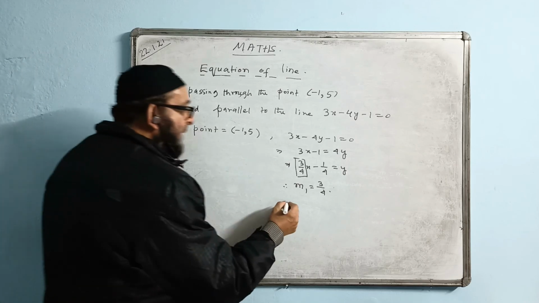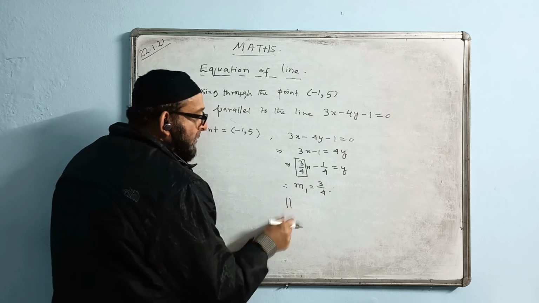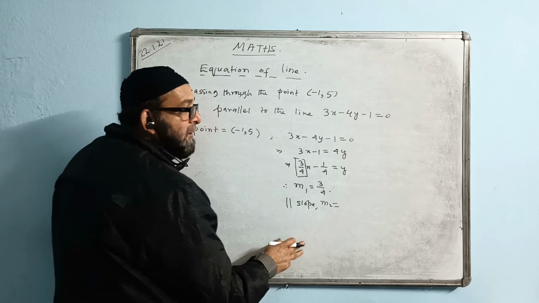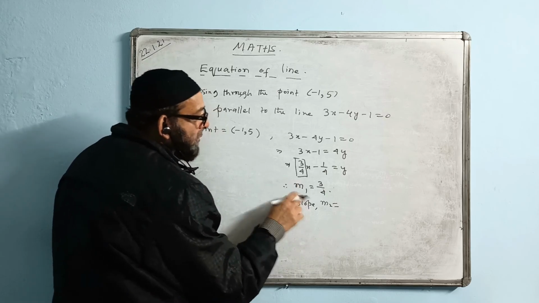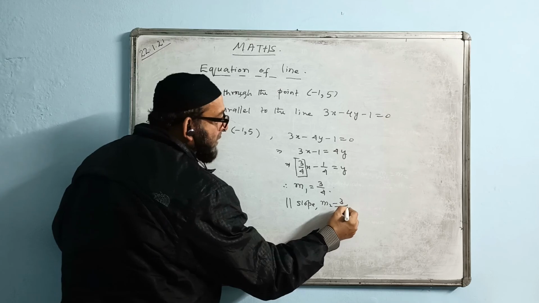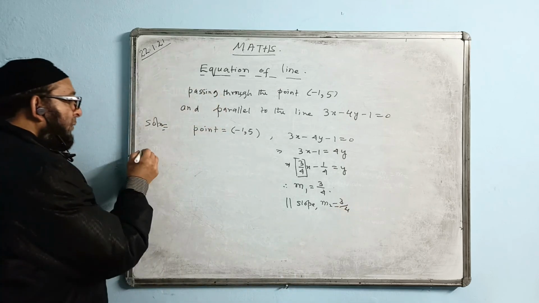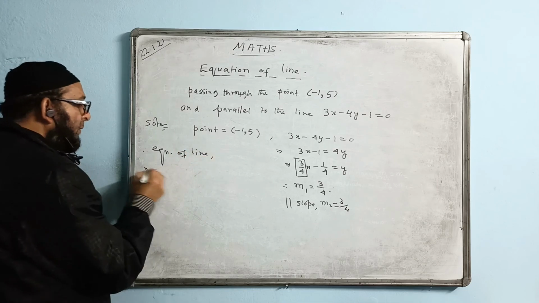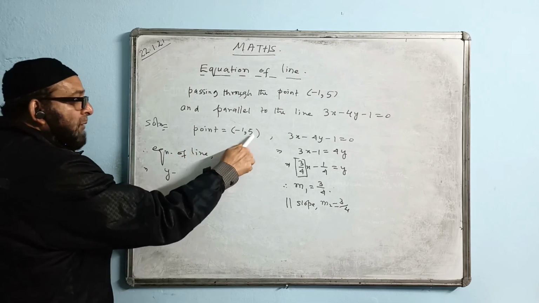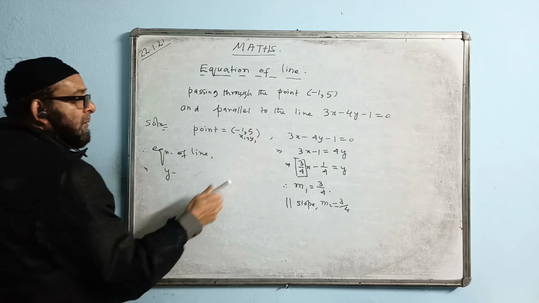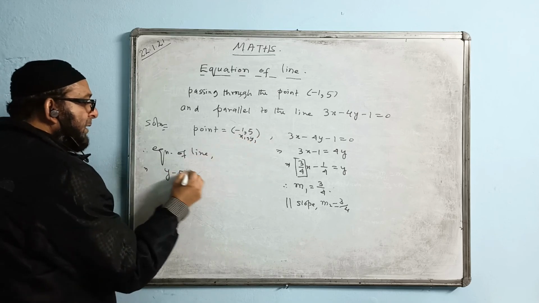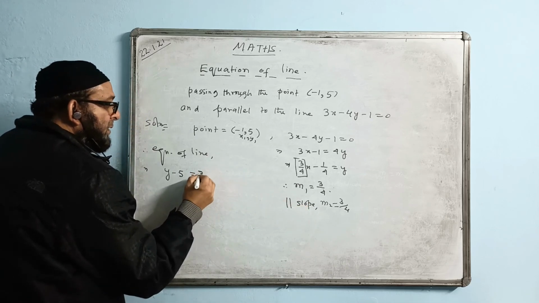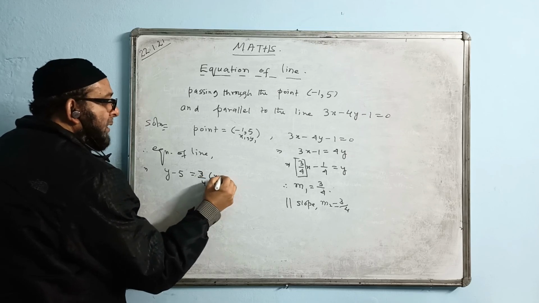Now let the parallel line's slope be m2. We know when lines are parallel, slopes are equal. m1 and m2 will be equal, so the m2 value also will be the same, 3 by 4. Now we find the equation of the line. What is the formula? y minus y1 equals m times (x minus x1). This is the point (x1, y1), and the y1 value is taken directly. For the slope we take the value of m2, that is 3 by 4, times x minus x1, that is x plus 1.